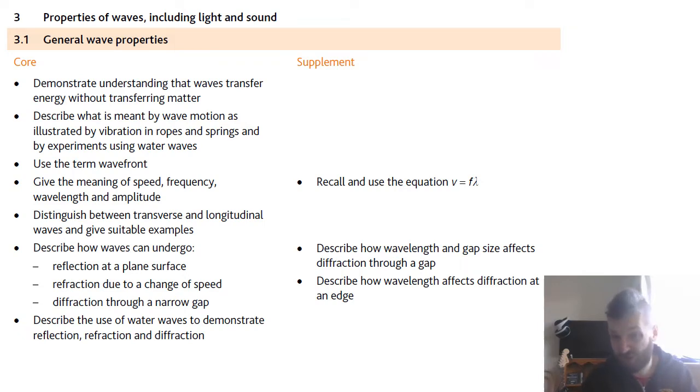Frequency, how frequent the wave is, measured in hertz. Wavelength, how long the wave is, measured in meters. And amplitude, how tall the wave is, measured in meters again. Awesome. And we can put some of that information together into the wave speed equation. Wave speed equals frequency times wavelength.